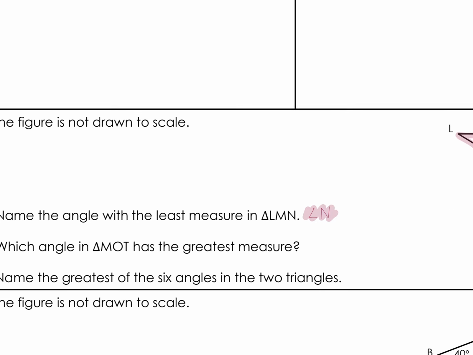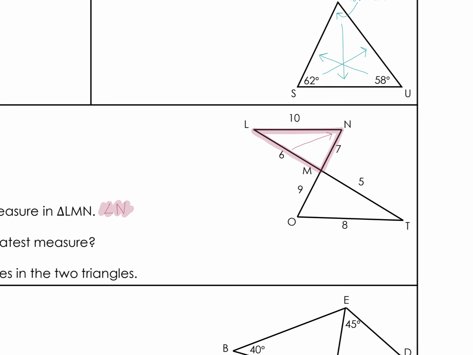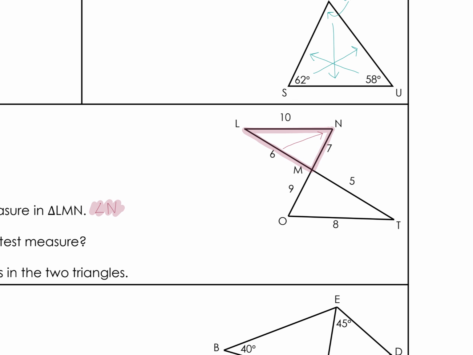Then in part B, they ask which angle in triangle MOT has the greatest measure. So we're going to focus on MOT, this bottom triangle here, and we're looking for the greatest. And so I'm going to look at that 9, and opposite of my 9 is that angle T. So my greatest angle is going to be angle T in that triangle.